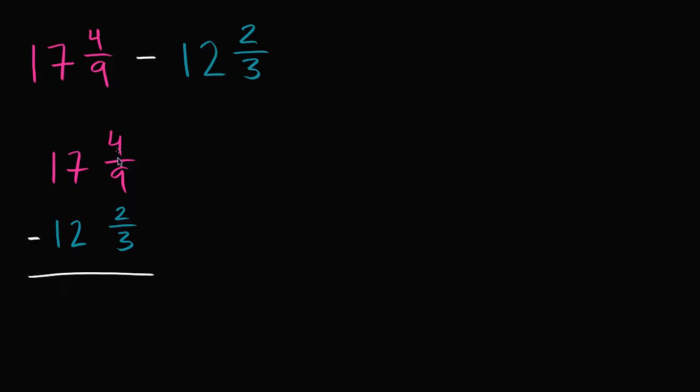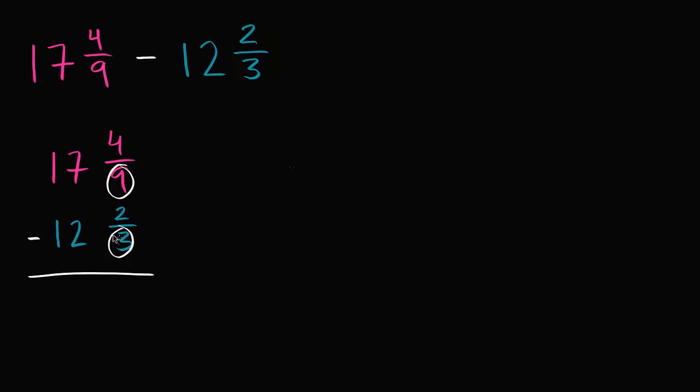So the first thing that we might want to do is look at the fraction parts and start subtracting, until we see we have different denominators here. We have ninths and we have thirds. So the first thing we'd want to do is get to a common denominator. And a good common denominator would be the least common multiple of 9 and 3. Well, what's that going to be?